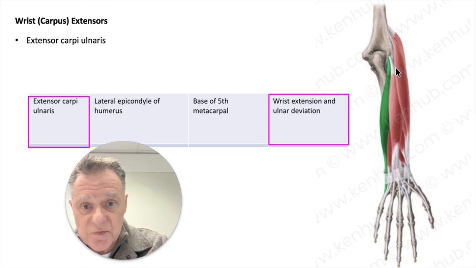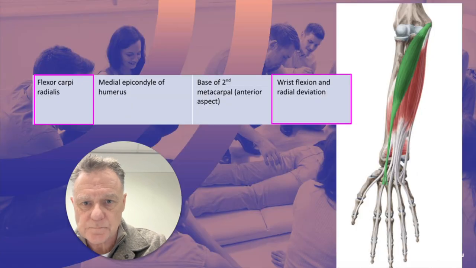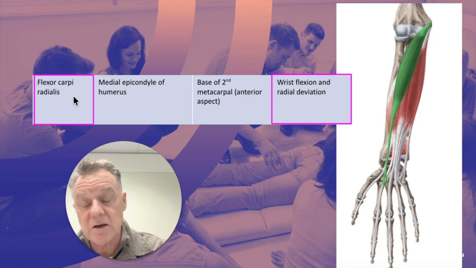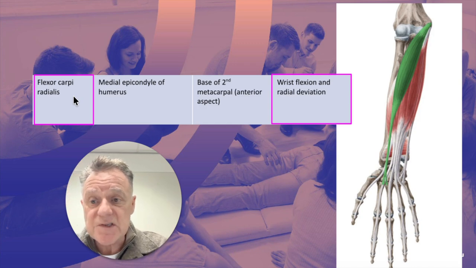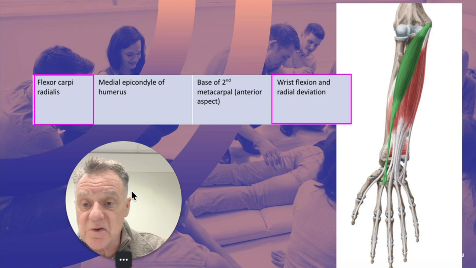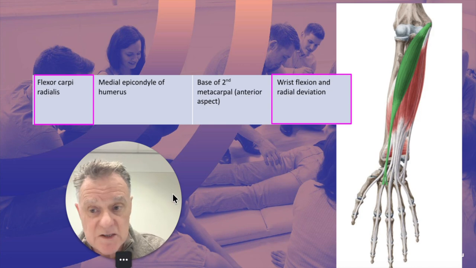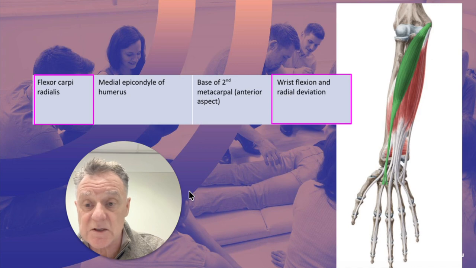And as a result then, it's going to ulnar deviate, bring it towards the ulnar side. Flexor, so we're on the forearm. So your extensors are on the posterior in an anatomical position. Your extensors are on the posterior aspect of the forearm. And the flexors primarily are on the anterior aspect of the forearm in an anatomical position.